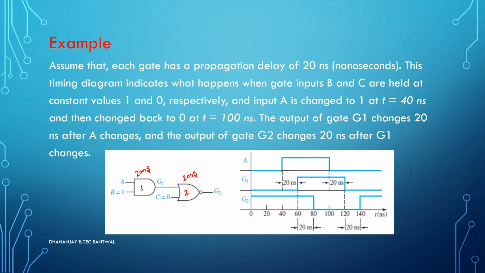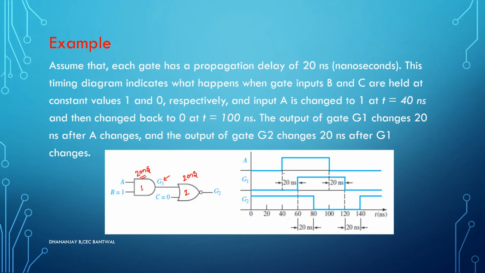When you are changing the input at the input side, if that input has to be reflected at the output of gate 1, how much time duration does it have to take? It has to take 20 nanoseconds. Can you see it here? It is taking a time gap of 20 nanoseconds. That is what is happening here.